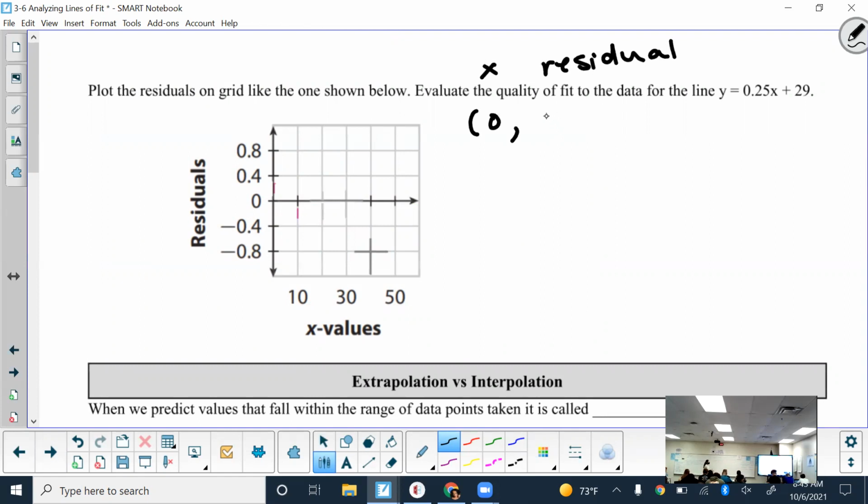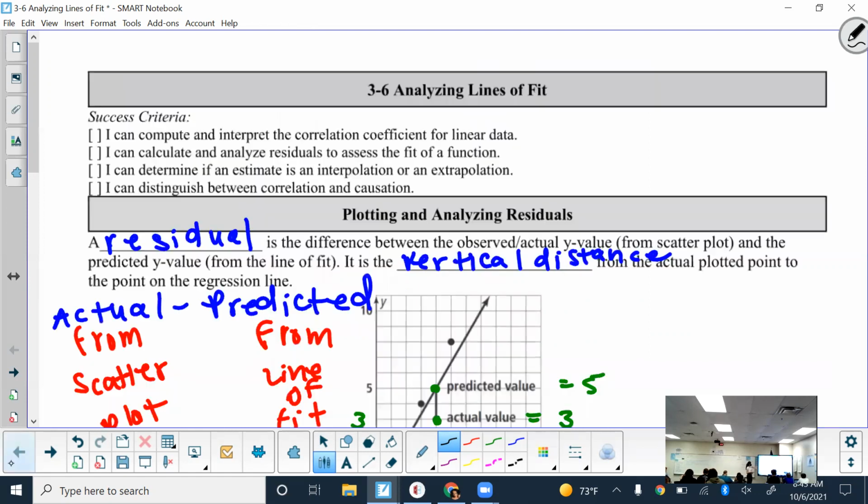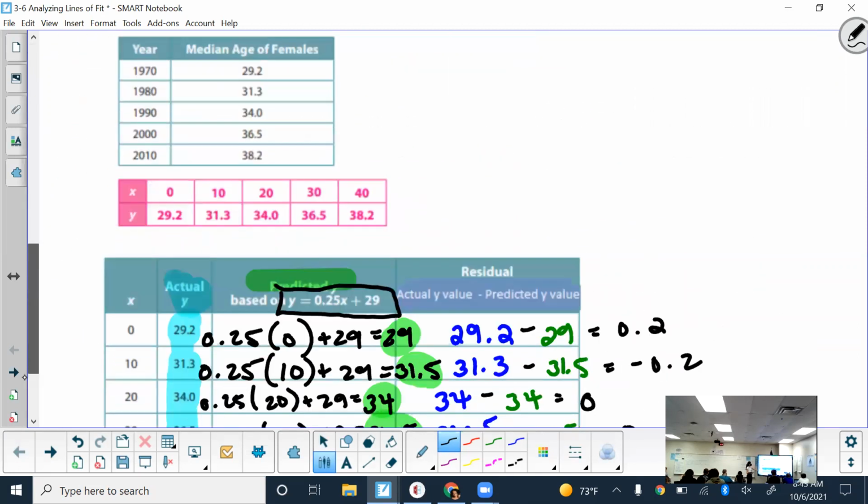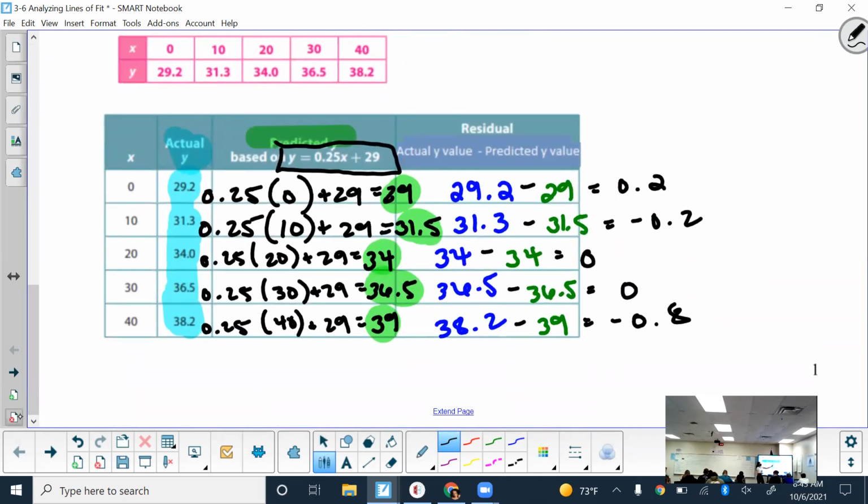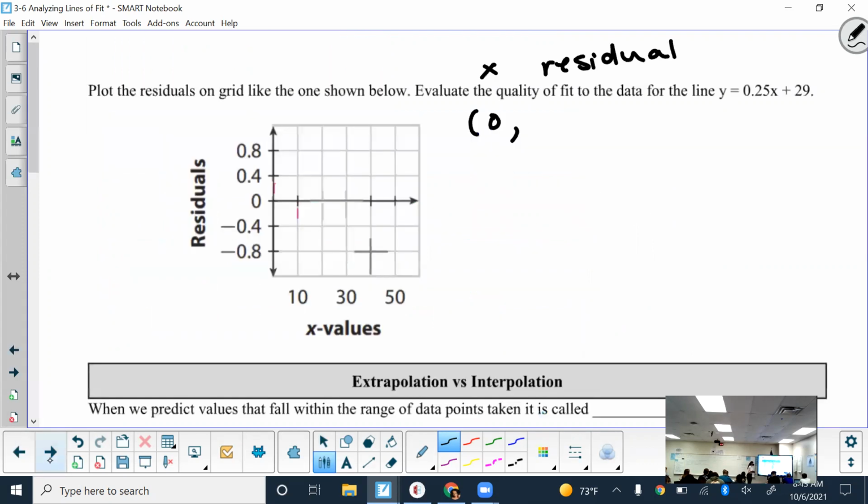So what was my residual for when X is 0? Look on the other side of your paper. What was my residual for when X is 0? We just calculated it. 0.2, right? So when X is 0, my residual is 0.2. So that's what we are going to plot, along with all of our other residuals.